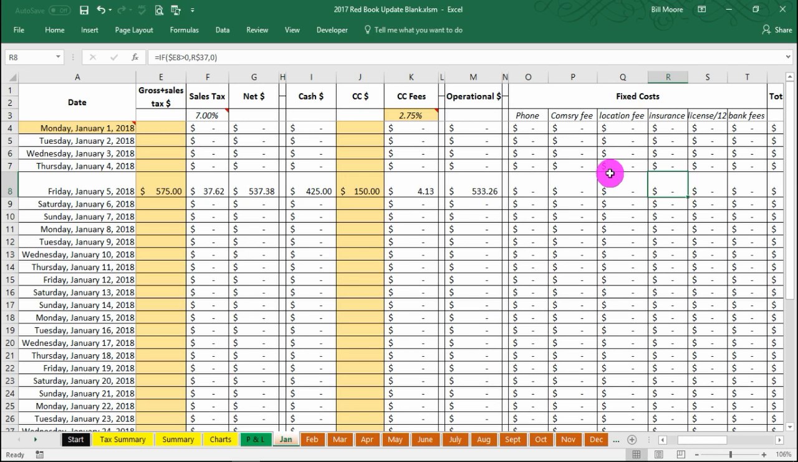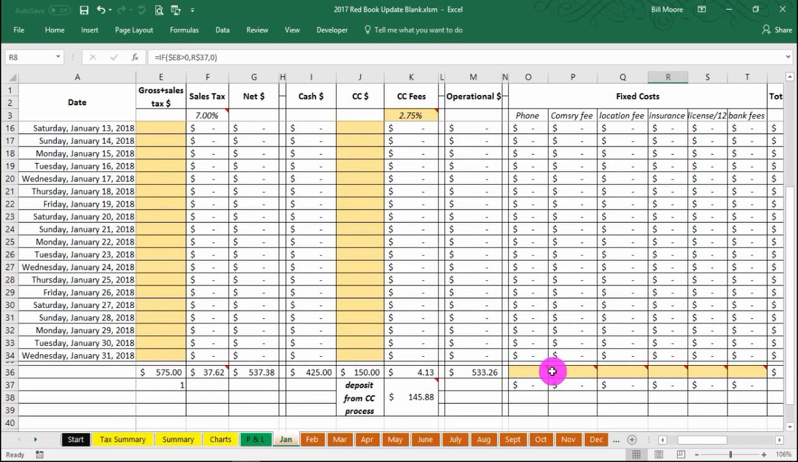Now over here under the fixed cost, this is where you're going to enter in information based on your fixed costs. A fixed cost is one that whether you're open or closed never ever changes. So for instance, your telephone. Your telephone, if you use a cell phone especially to do the credit cards with, whether you're open or closed, you're still paying that cell phone fee. Commissary fee, you can either put that in as an each time visit if you pay by the hour, or you can put it in as a monthly fee. Since I pay mine by the month, I will put in my monthly fee. But either way, the numbers end up being the same.